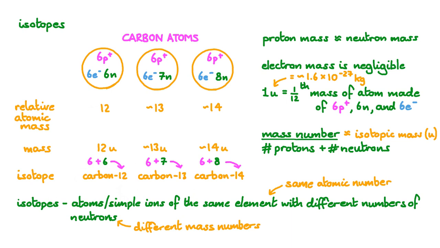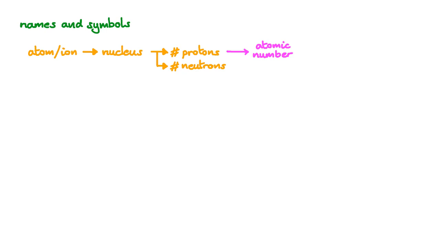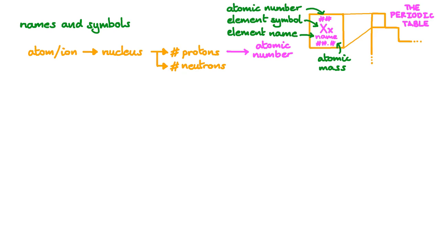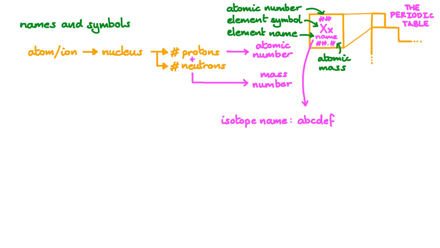Now, let's have a look at the ways you might see isotopes written down. Let's say we have an atom or ion, and we take a peek inside the nucleus. And then we count the number of protons and the number of neutrons. The number of protons tells us the atomic number of the atom or ion. The next thing we do is go to the periodic table and find the element with the same atomic number. And then you can find out the symbol and the name for that element. You now have the start of the name of the isotope. We then return to the nucleus and add the number of protons and the number of neutrons together to get the mass number of the atom or ion. And we add that to the end.